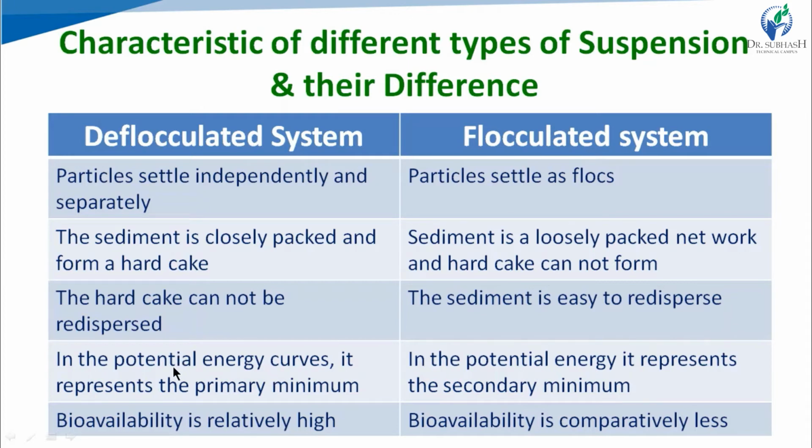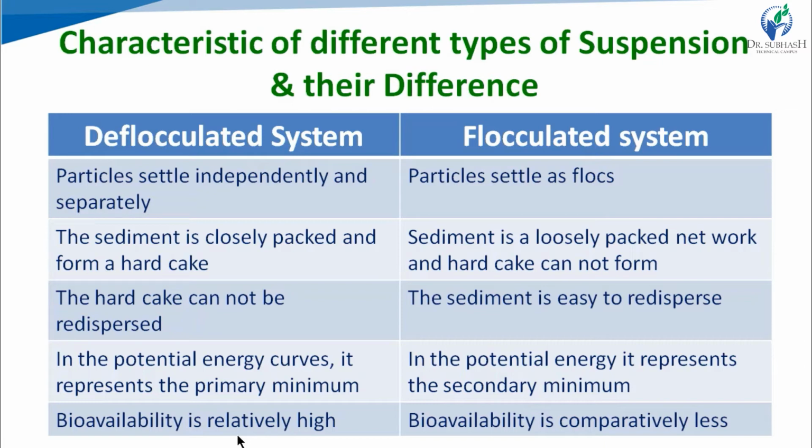Now if we are considering the potential energy curves, then the deflocculated system represents the primary minimum, whereas the flocculated system represents the secondary minimum. In the deflocculated system, bioavailability is relatively higher, as the particles act as separate entities. Here the particle size is very low and the surface area is very high. So that's why the bioavailability of the deflocculated system will be higher as compared to the flocculated system.